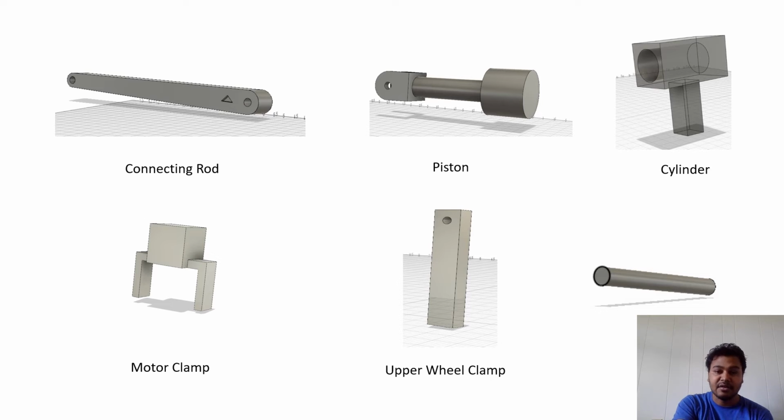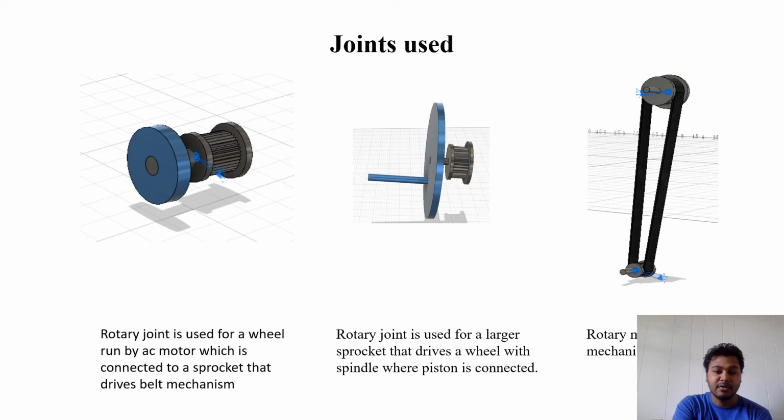And the motor clamp is simply the supporter for the motor, which is installed in the lower rack of the base. And the upper wheel clamp is the supporter that provides mechanical support to the larger wheel when it is rotating, and also ensures that the vibration that affects the larger wheel is moderately lessened with the help of the upper wheel clamp. And these are the components that we have used.